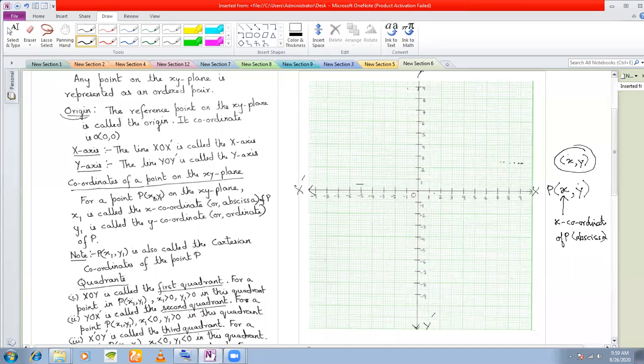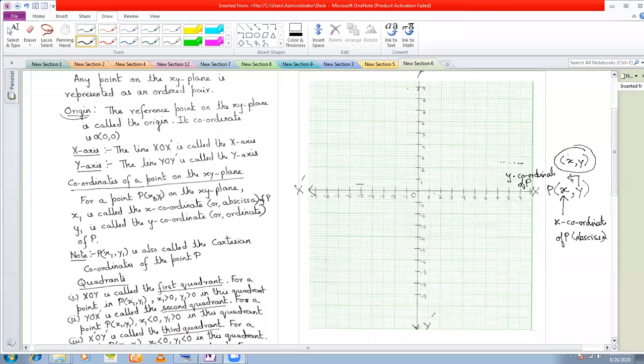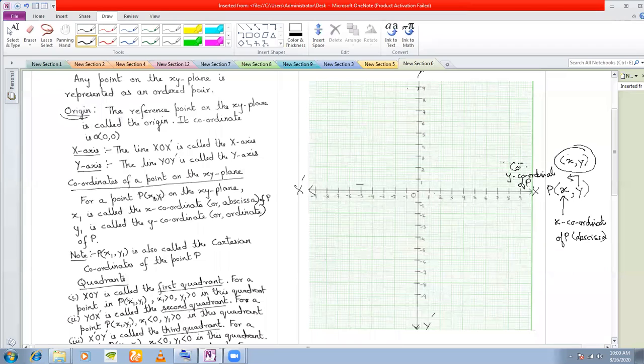This y is called the y coordinate of P, also called the ordinate of P. So given any ordered pair, remember these two terms: this is called the abscissa, and this is called the ordinate, of the point P. So this is your definition of abscissa and ordinate.